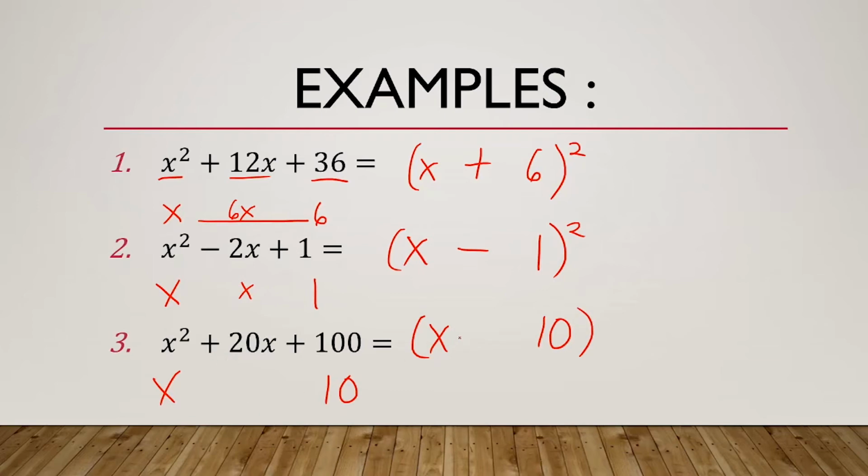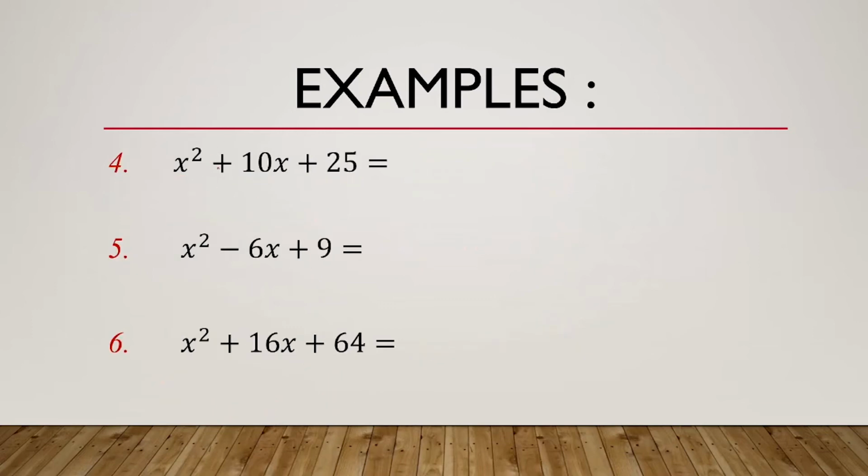So x and 10. Then copy the sign of the middle term. We have here, what? Addition. Next, we have x squared plus 10x plus 25. X squared and 25 is a perfect square, so we can write it down. So x and 5, because 5 times 5 is 25. Then product of 5 and x is 5x, then times 2, 10x.